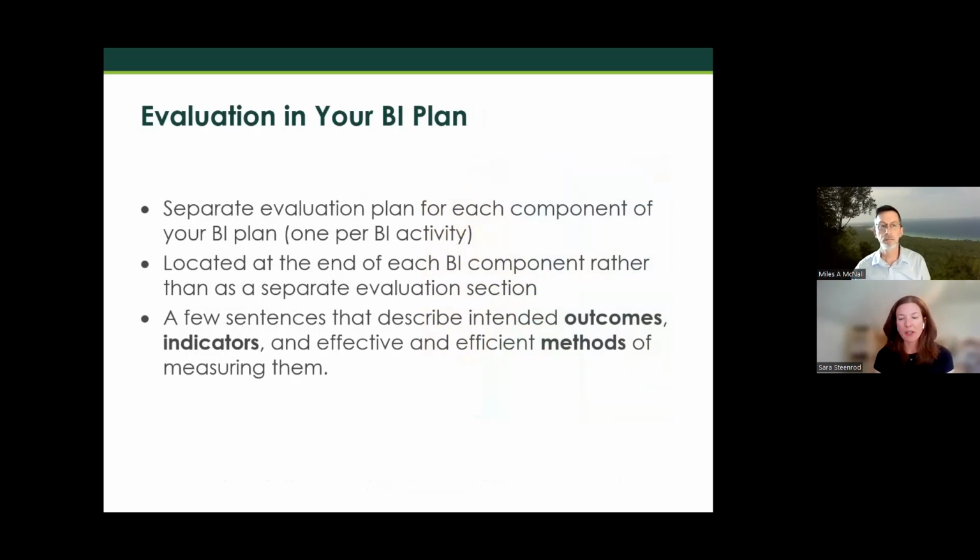So where does your evaluation plan go in your proposal? There's no set rule for this, but typically what we've seen that tends to work well is to include a separate evaluation plan for each BI activity. This evaluation plan should be a few lines at the end of each BI activity description, so each BI component, rather than having a separate evaluation plan at the end. And should include a few sentences that describe the intended outcomes, indicators, and effective and efficient methods for measuring them. Next slide, please.